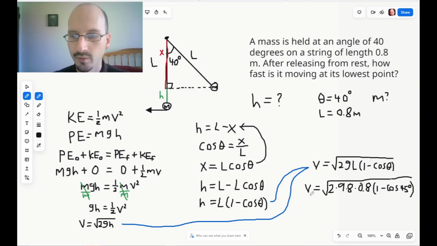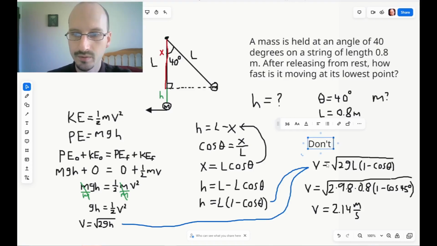So now we calculate. And remember, when you calculate cosine of 45 degrees, you have to have your calculator or your calculating app in degree mode, not radian mode. And the answer I get is our velocity at the lowest point is equal to 2.14 meters per second.